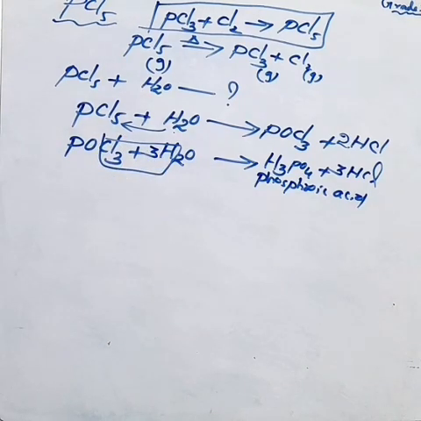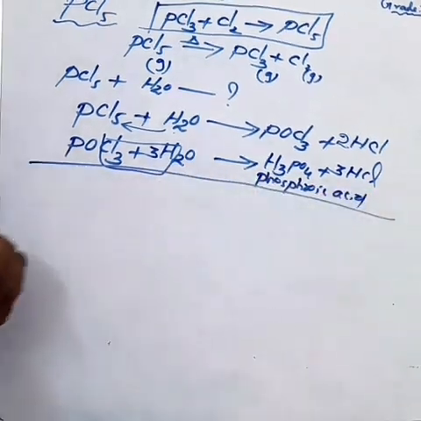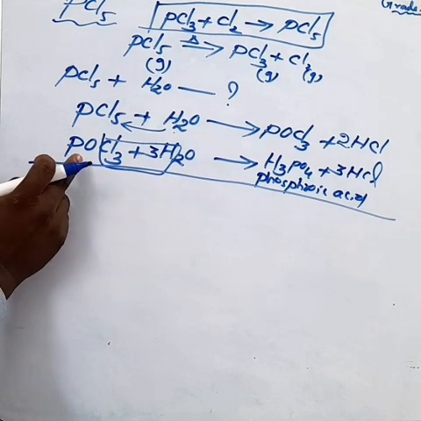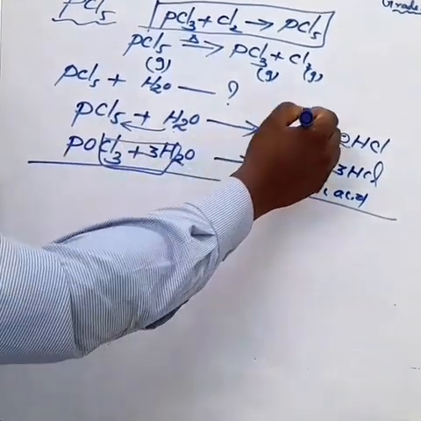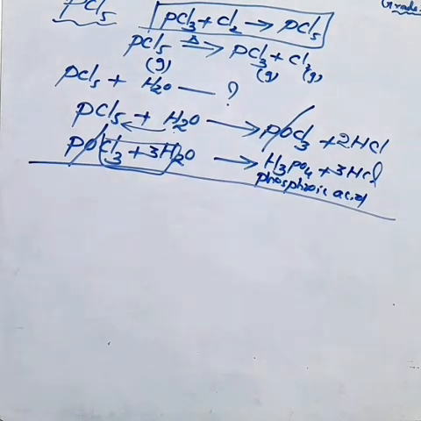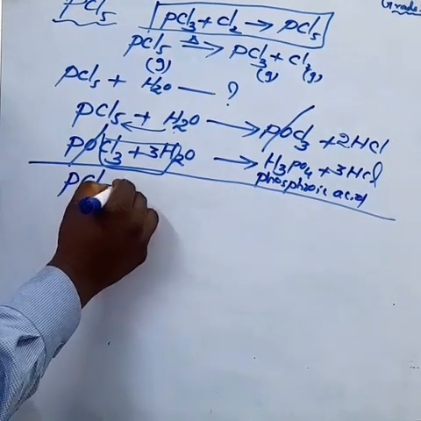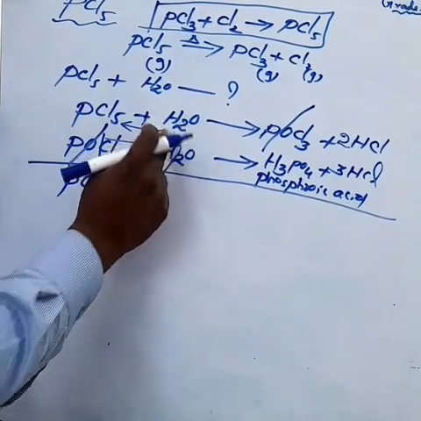How can you write the overall reaction? First you have to cancel. Which are the possibilities of cancelling? POCl3 in the first equation can be cancelled. There is no other possibility for cancelling. Next, the remaining, we have to write the overall reaction. PCl5 plus, how much water molecule is there? Here I have 3.